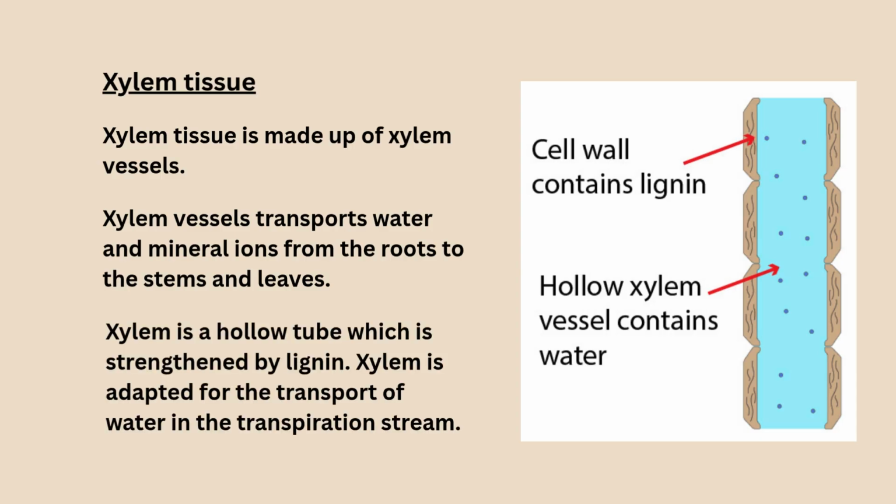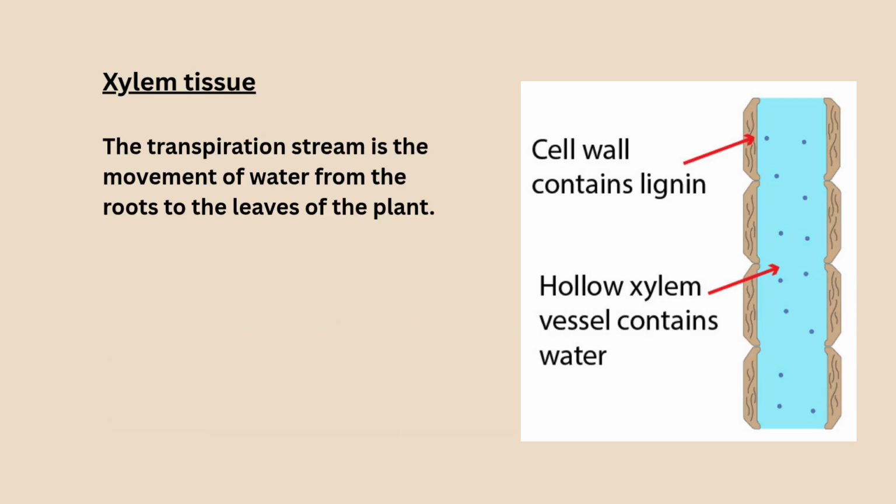Xylem is a hollow tube which is strengthened by lignin. Xylem is adapted for the transport of water in the transpiration stream. The transpiration stream is the movement of water from the roots to the leaves of the plant. How xylem is adapted: the hollow tubes, which have no end walls or no cytoplasm, allow water to flow freely from the root to the leaf.